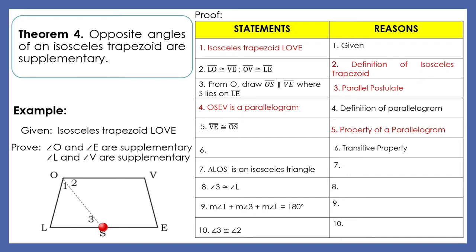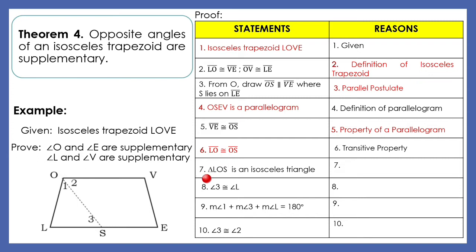For number 6, we have the reason transitive property. So, we have line segment LO is congruent to line segment OS. So, from statement number 2, we have line segment LO is congruent to line segment VE. And statement number 5, we have line segment VE is congruent to line segment OS. So, if A equals B and B equals C, therefore, A equals C. So, therefore, line segment LO is congruent to line segment OS.